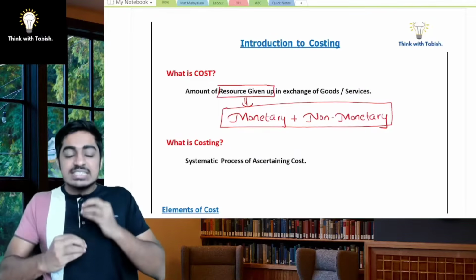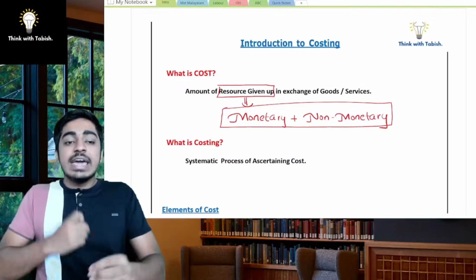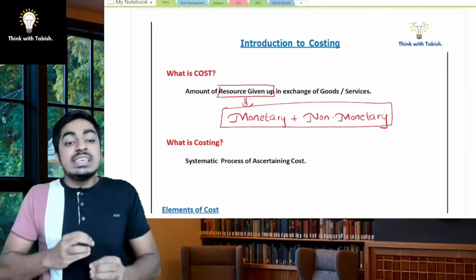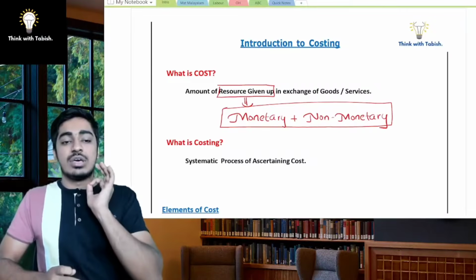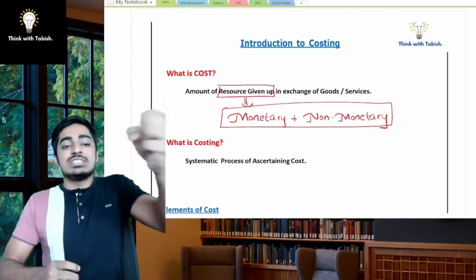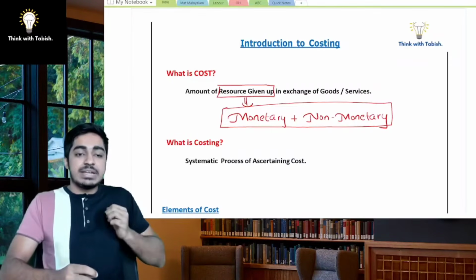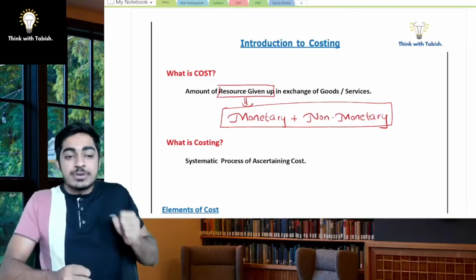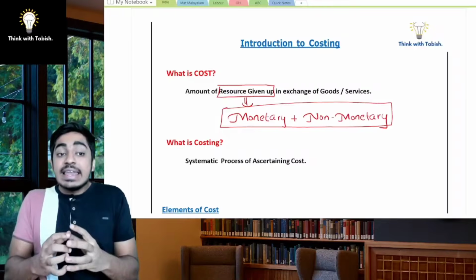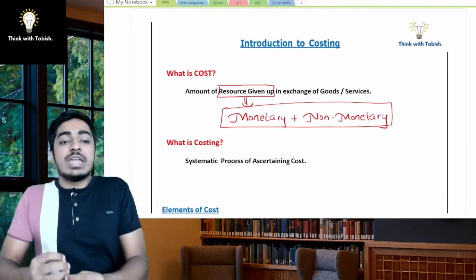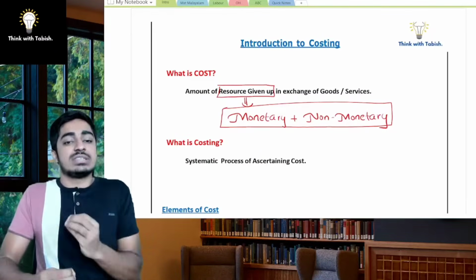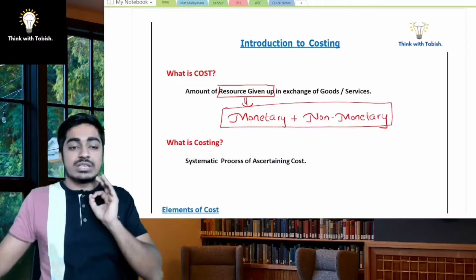We need to follow a systematic process through which we arrive at the total cost of manufacturing goods or services. This systematic process is called costing. So what is cost? Amount of resources given up in exchange of goods or services. Individually, I have purchased material, I have paid 10,000 cost. I have paid for labor, 15,000 cost. What is costing? I combine all these and I calculate what is the total cost to manufacture a laptop, to manufacture a pen. For this, I follow a systematic process. This systematic process is called costing.